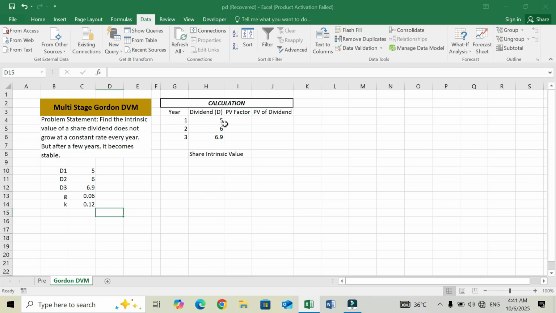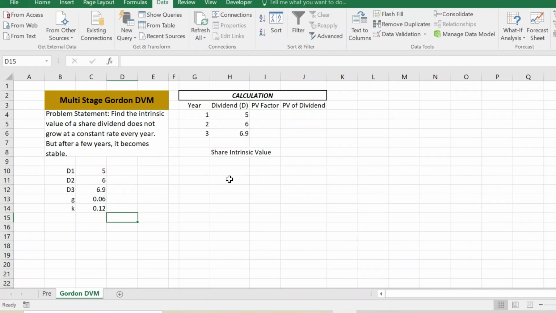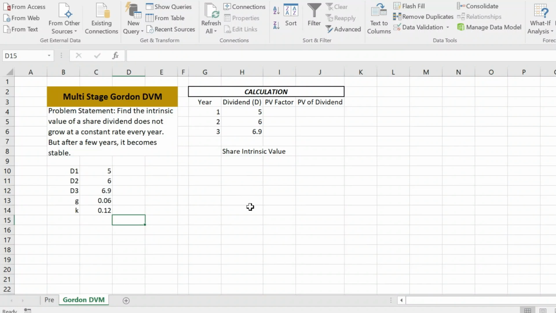Hello everyone. Today we are going to learn something very important in finance, the multi-stage dividend growth model, also known as the two-stage DDM. If you have ever wondered how analysts find the intrinsic value of a share when the growth rate keeps changing, this video is exactly for you.